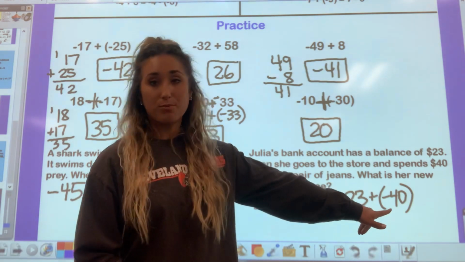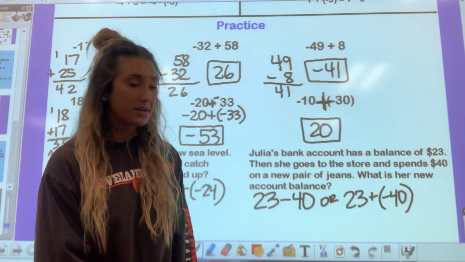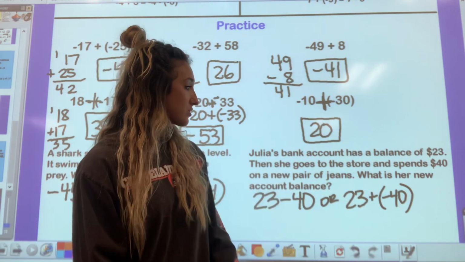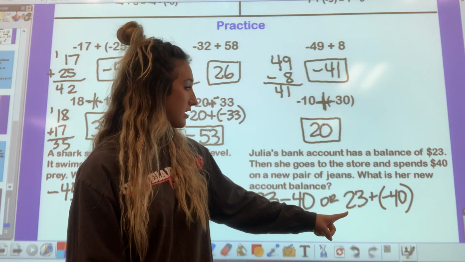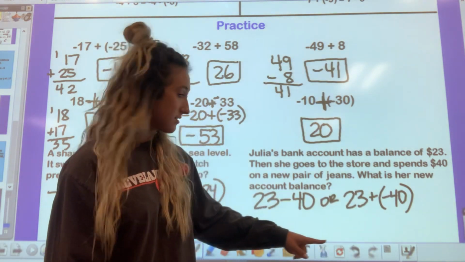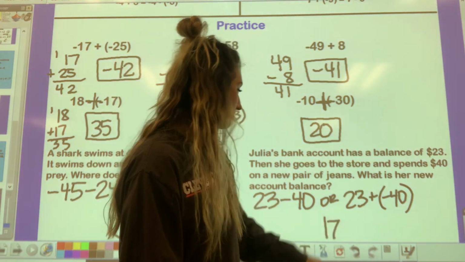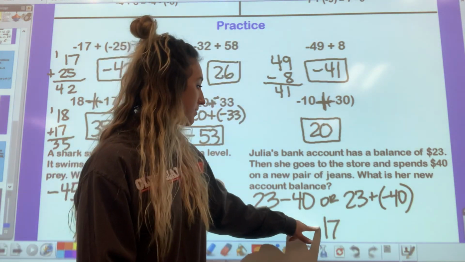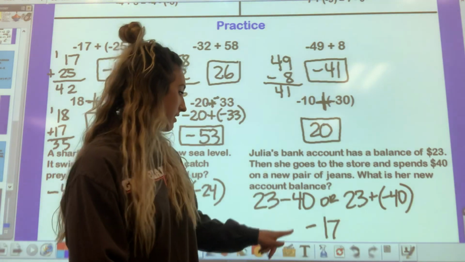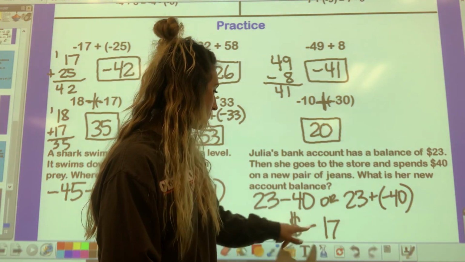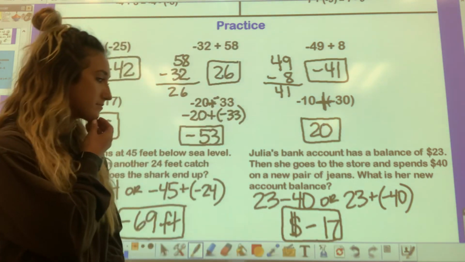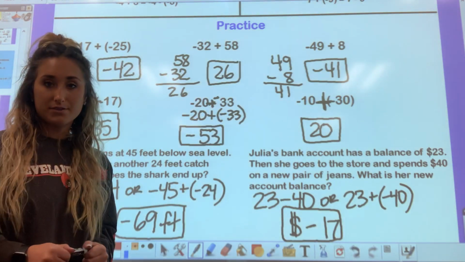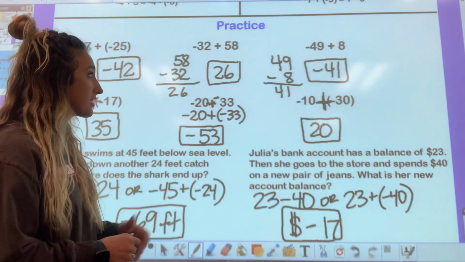Looking at our addition problem, because that's what we have the rules for, these are different signs, so we'll subtract. 40 minus 23 is 17. Keep the sign of the bigger number, which is negative, and label. All right, so there it is.